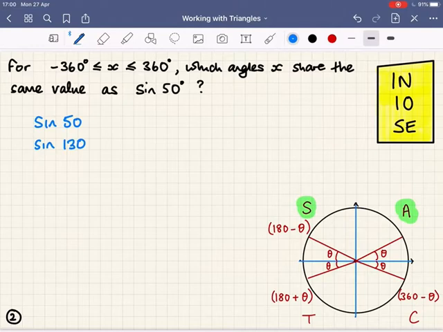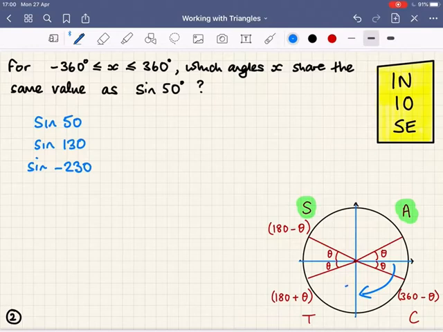But I'm also being asked for angles that are negative. And so again, I'm looking in the first and the second quadrants, but I'm looking at what the negative angle is. So going round now in a clockwise direction, my angle would be 180 plus my 50 is 230, but it's an angle of minus 230 because I've gone in the other direction. So an equivalent angle would be minus 230. So sine 50 is the same as sine minus 230.